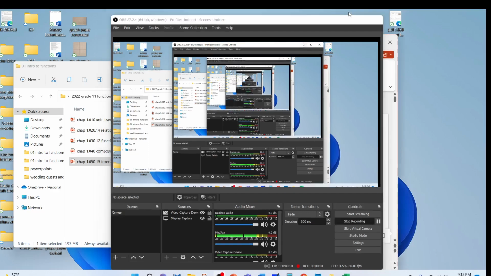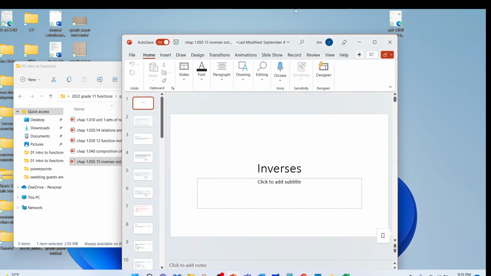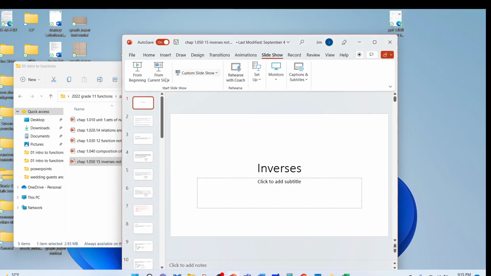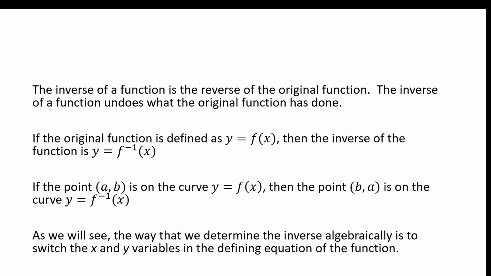In this video, we're going to talk about inverses of functions. The inverse of a function is the reverse of the original function. The inverse of a function undoes what the original function has done. So if the original function is defined as y equals f of x, then the inverse of the function will be y equals f inverse of x. We write it that way.